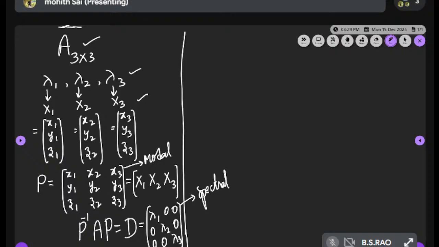And this diagonal matrix contains the eigenvalues of A as its principal diagonal elements. And the diagonal matrix is known as spectral matrix.